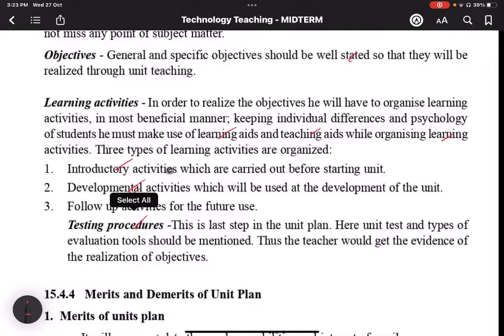Ano na bang alam nila, ano ang hindi pa. From there, you can form your introductory activities. Development activities, after na introductory mo, medyo nag-interested na sila, nakuha mo paano sila ma-motivate, then you will develop the developmental activities. After that, you will evaluate kung may na-absorb ba, may natutunan. And that is the follow-up activities.